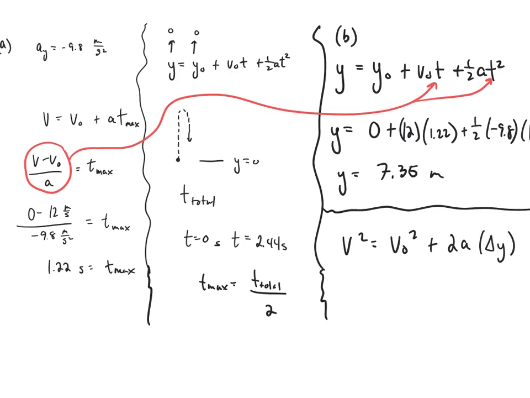So y0 happens to be 0, so that's going to drop off. But yeah, I absolutely use this one. Yep, you can definitely use it. Now, because you got the time in part A, it might be easier to use the other one, but it's six of one, half a dozen of the other. It doesn't really matter here. So this becomes v squared minus v0 squared all over 2a equals delta y. So v final is going to be 0, so it's 0 minus 12 squared all over negative 19.6.